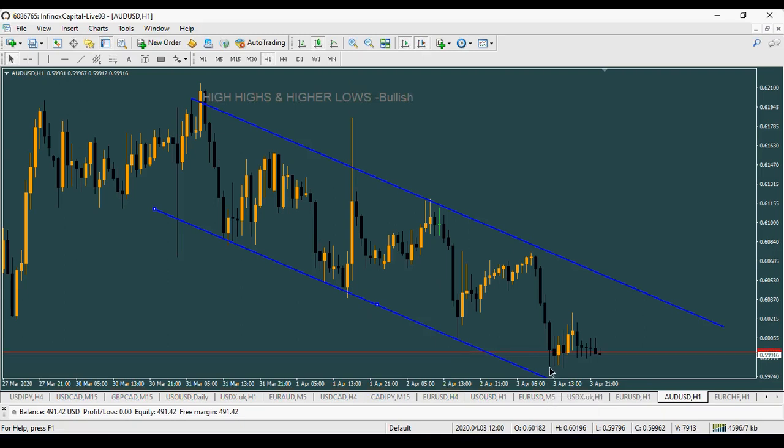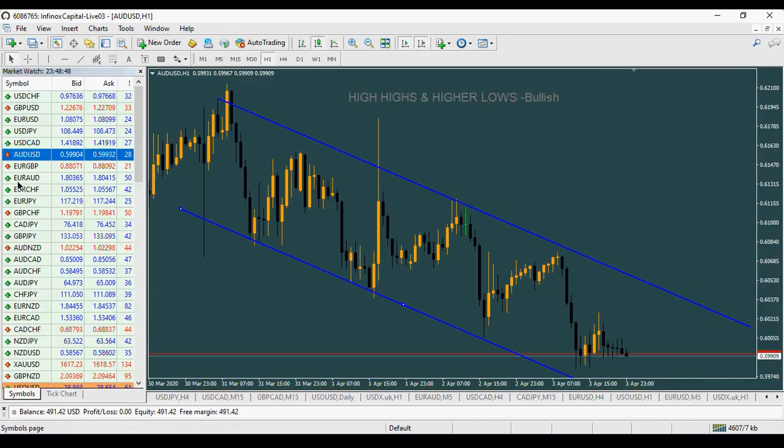Of course, what are you expecting the market to do again? Probably form a lower high again, because this is a lower low here. So this is a bearish trend. Okay, let's look at something else.